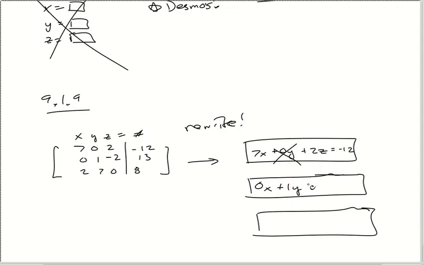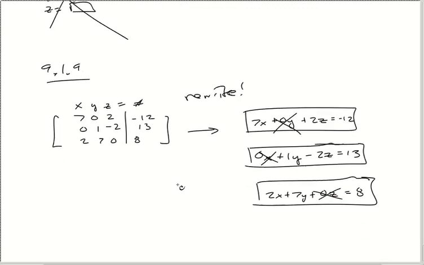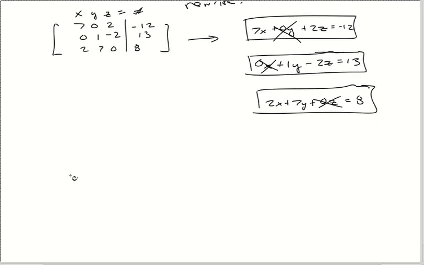Same thing with this guy here. I'm just rewriting it. 0, 1, negative 2, 13. You could just get rid of that. You don't even have to have a 1 in the front there. And then finally, I have a 2x plus 7y plus 0z is equal to 8. Again, you don't need to write that. I'm just showing you where they're coming from. That's your answer. Next question, 9.1.21.